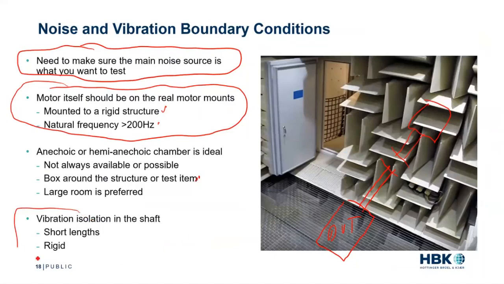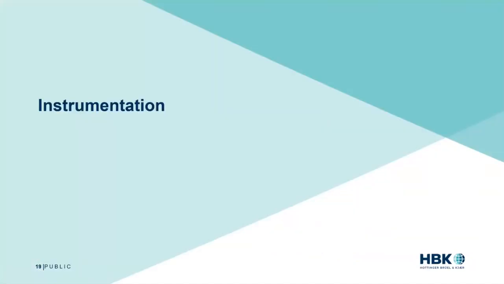Lastly, we get to the vibration isolation in the shaft. We want short lengths and we want it to be rigid, which again is in direct competition with the test being in the middle of a large room and needing the load machine to be outside of the room. So always fun. We're all going to be employed for a while. All right. Now that I've thoroughly confused you, let's get on to instrumentation.